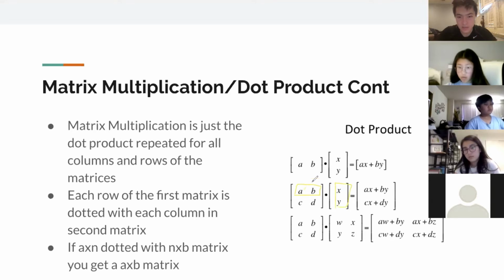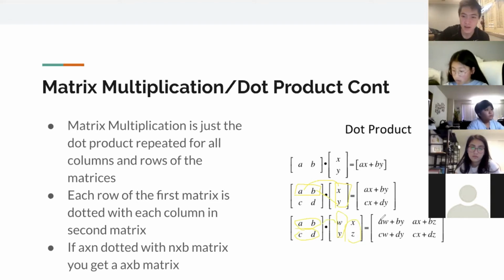So this gets multiplied by this. This gets multiplied by that. That gets multiplied by that. And then you add that together, right? So AX plus BY, right? What you're doing here is, so this is row 1, this is row 2, column 1, column 2. Okay, so what you first do is you dot these two together. So that's how you get AW plus BY, A times W plus B times Y.